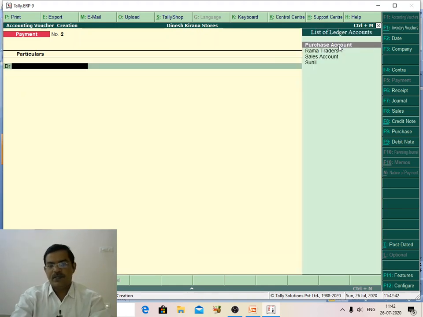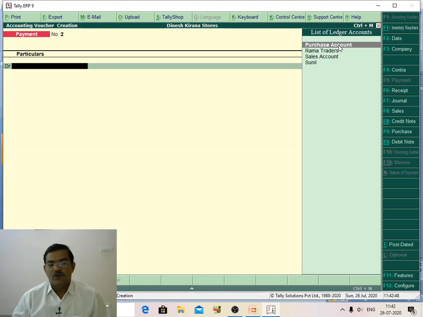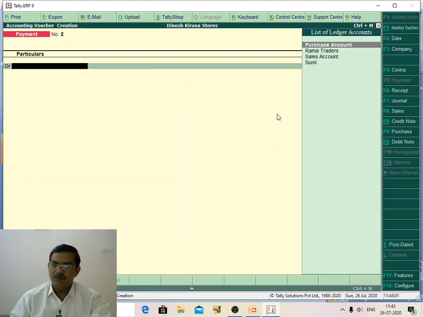Earlier we sold goods to Sunil. Now we'll get the amount from Sunil. So earlier we sold goods to Sunil, now he is paying the amount. So it is the receipt voucher. How can we select it? Go to Gateway of Tally, Accounting Vouchers, and select receipt, F6.